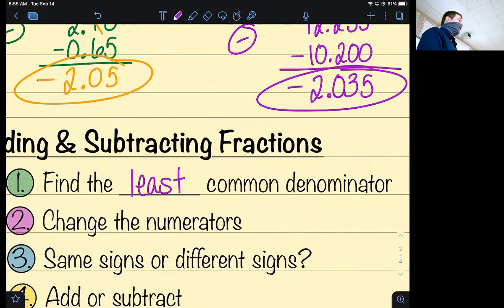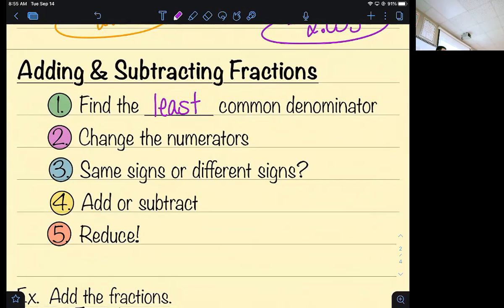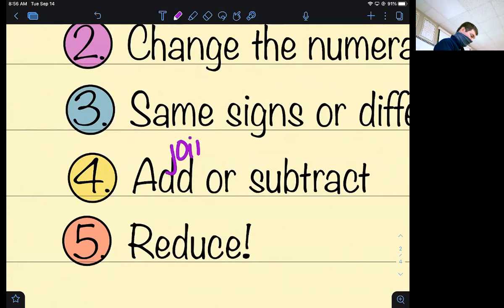The advantage to using the smallest common denominator is that when we're working with fractions, we have to reduce. So if your denominator is as small as you can make it, there's a good chance you won't have to reduce at all, and if you do, it won't be that much. Whereas if you just use a bigger common denominator, you will definitely have to reduce. If you end up changing the denominator of a fraction, you have to change the numerator as well. And then we ask ourselves: same signs, different signs, going to war, joining forces. Remember, if we join forces, we add, and if we go to war, we subtract.